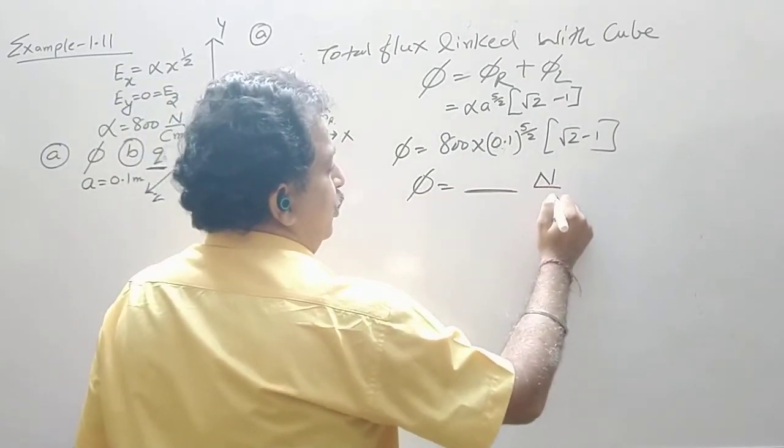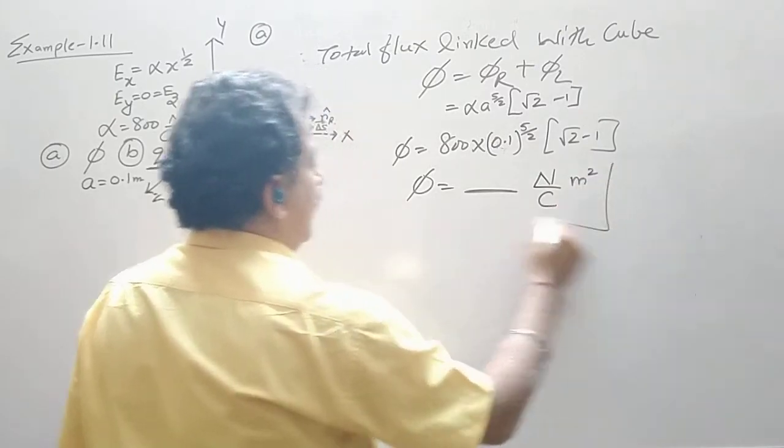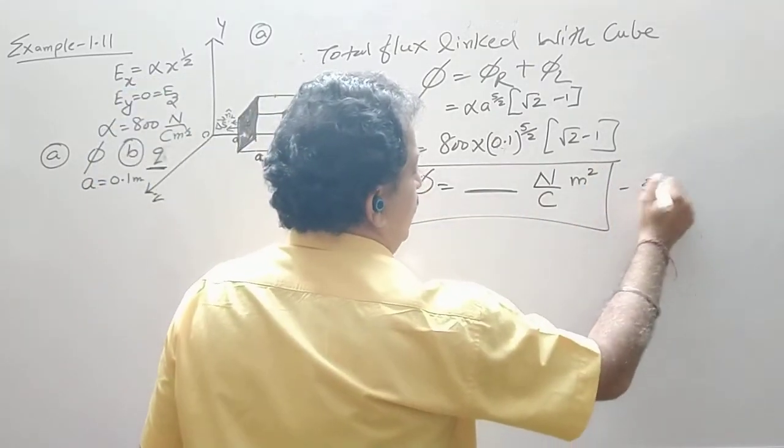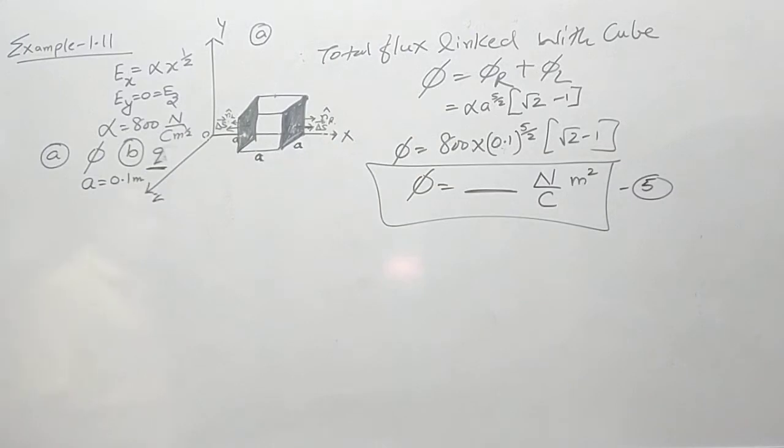Unit becomes Newton per Coulomb meter square. You substitute all these values and find out the answer.